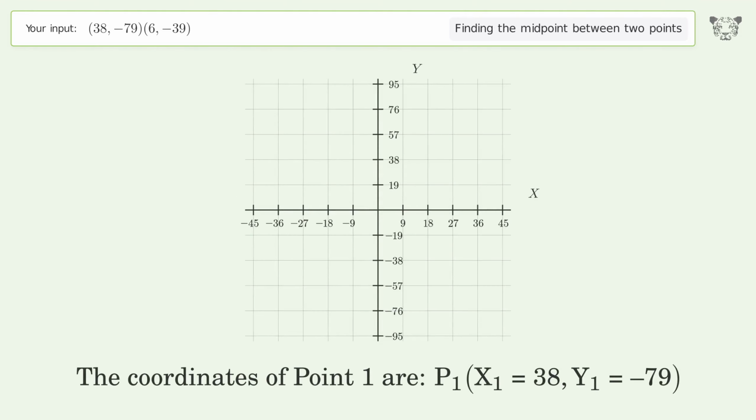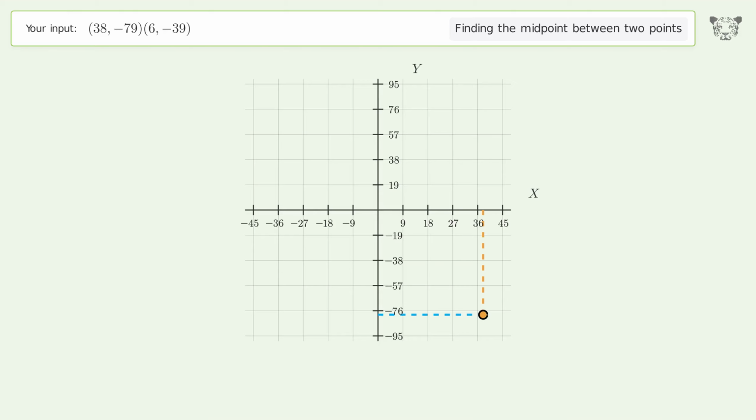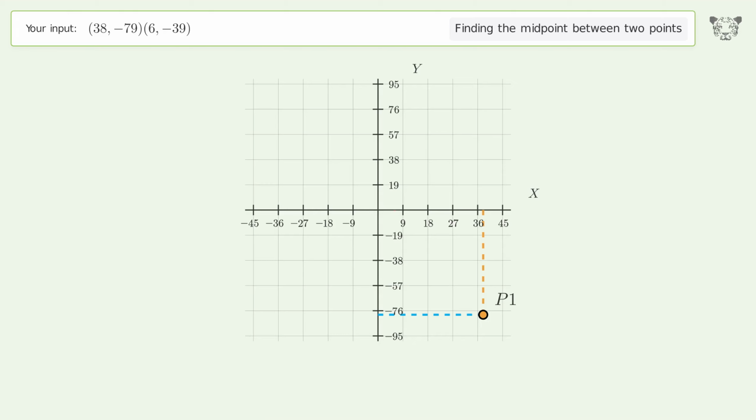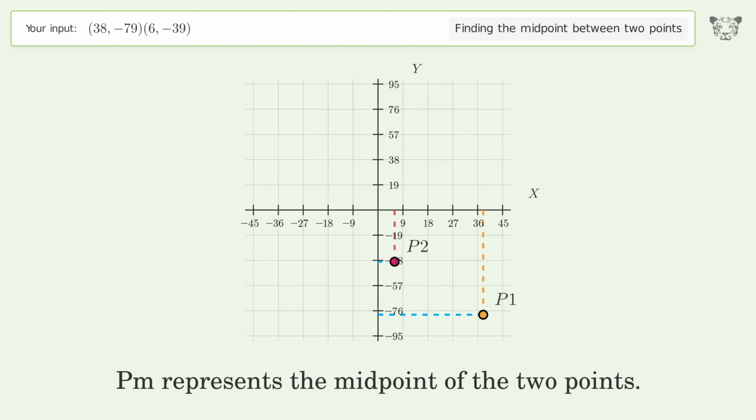The coordinates of point 1 are x1 equals 38, y1 equals -79. The coordinates of point 2 are x2 equals 6, y2 equals -39. PM represents the midpoint of the 2 points.